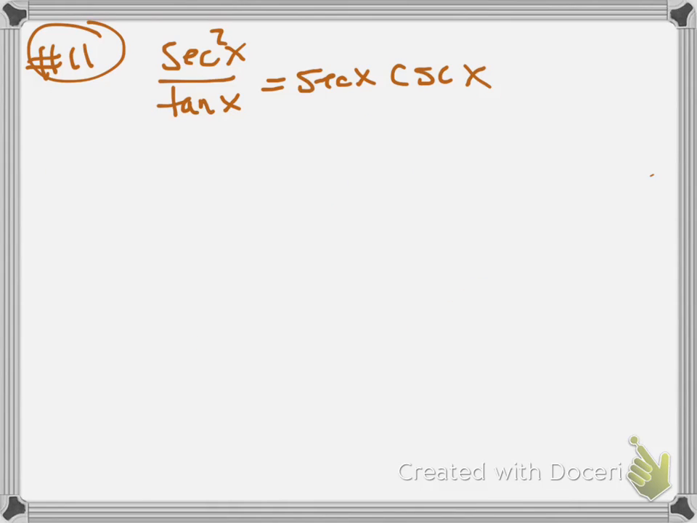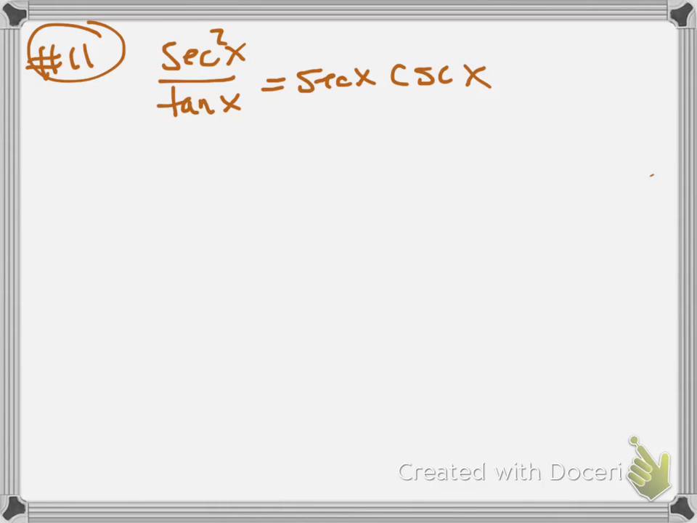There's only 5 problems to do here. We're almost halfway done. Number 11 is the third one. Take a look at it right there. Secant squared divided by tangent equals secant times the cosecant. We're going to see if we can get there. Again, I would hit pause right now, see if you can solve this problem on your own, then come take a look at my work.